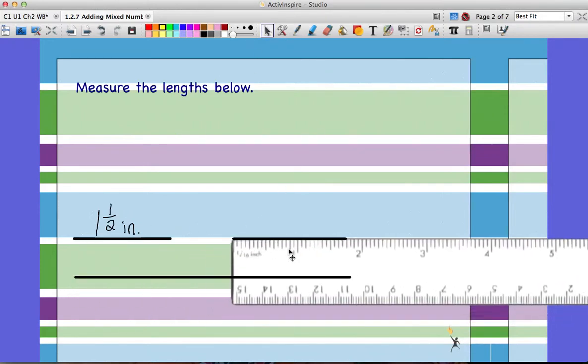And in this case, again, we line up the ruler with the 0. I have 1 and 1, 2, 3, 4, 5, 6, 7, 8, 9, 10, 11, 12. So that's 12 out of 16. So that's actually 1 3/4 inches.